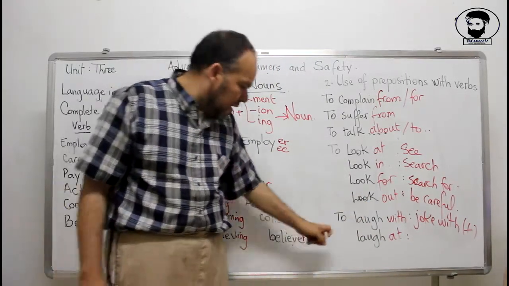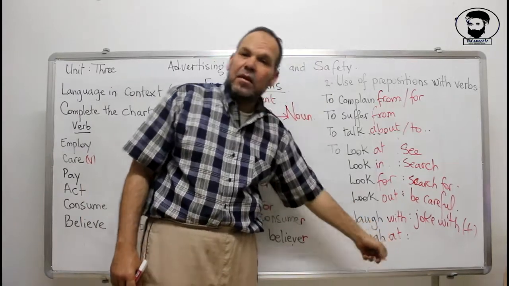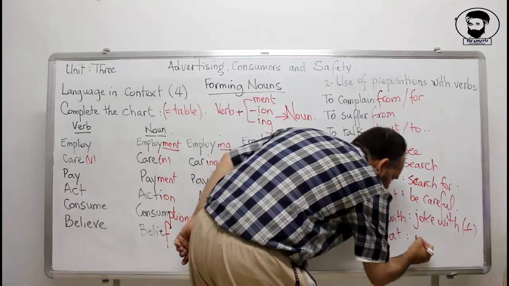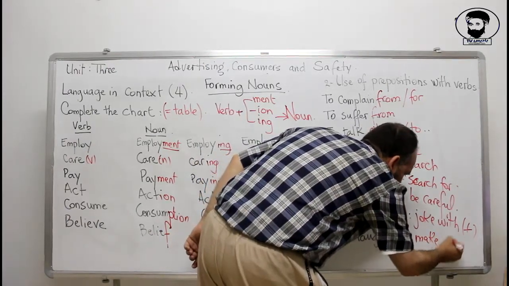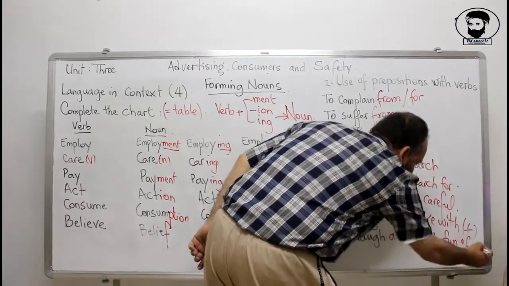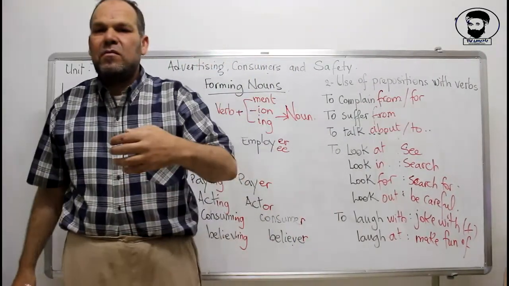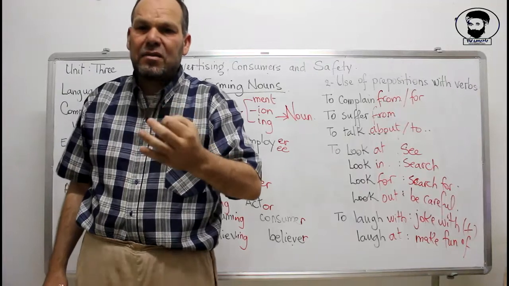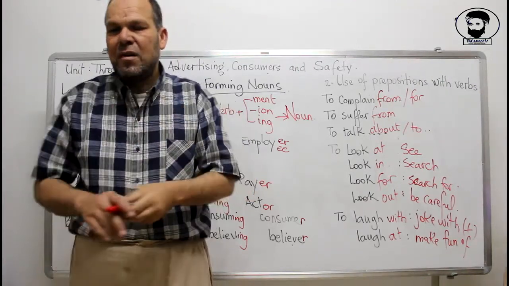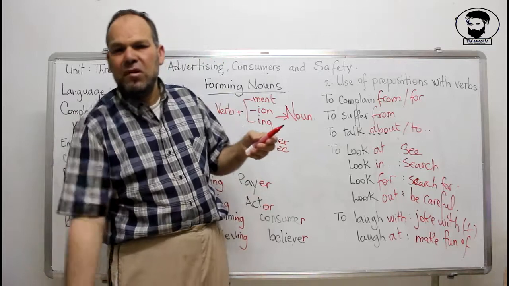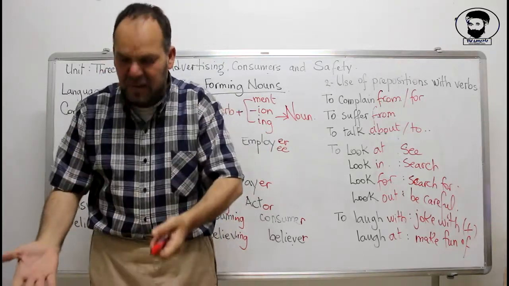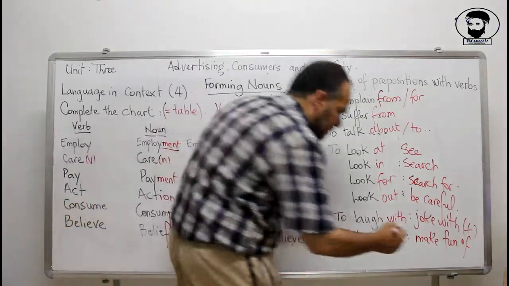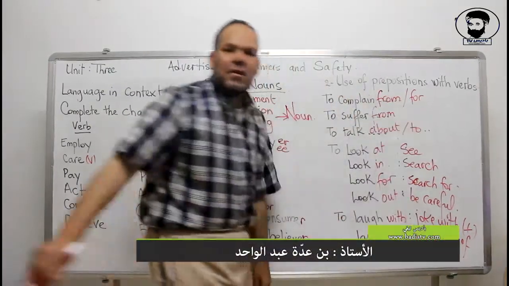But when you say laugh at someone, here you are making fun of this person. Make fun of someone means you are making the person look ridiculous. Suppose you are walking with someone, he falls down, so you start to laugh at him because he fell down. So this is negative.